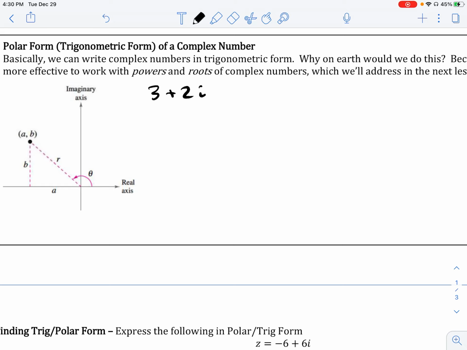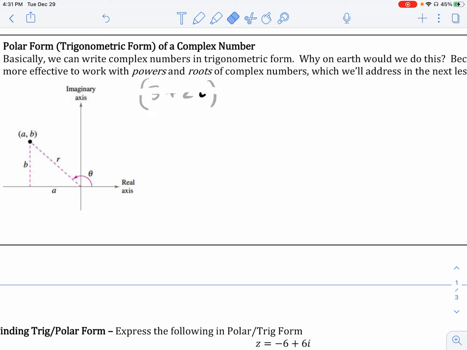In other words, if I asked you to take 3 plus 2i and raise it to the 7th power, it's much easier to do that when it is in polar or trigonometric form than it is to expand this out and multiply this out 7 times, or to even take the 1/4 power of this to find the 4th root of 3 plus 2i. Working with polar form is a lot less complicated. So we'll do that in the next lesson.